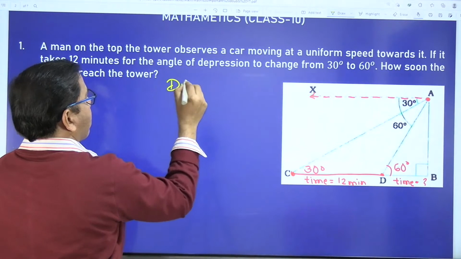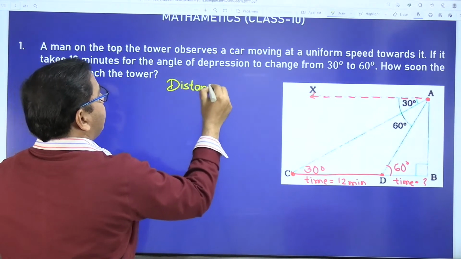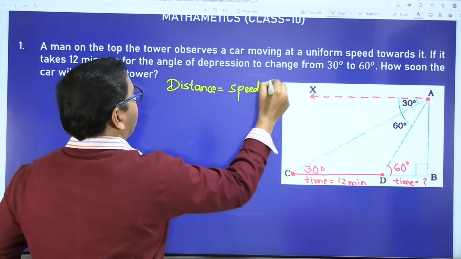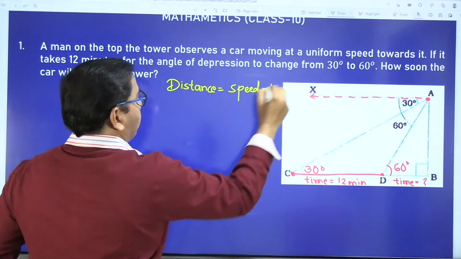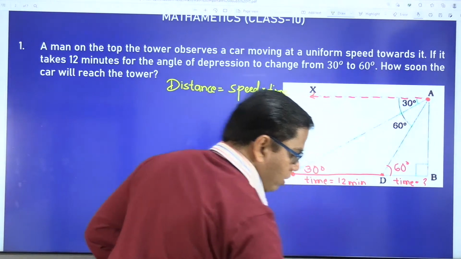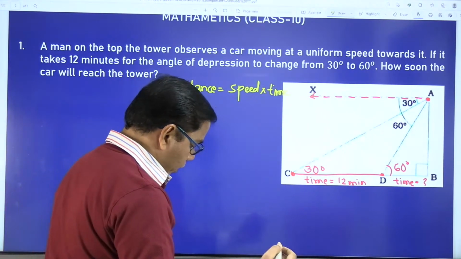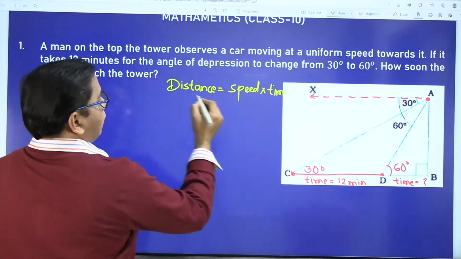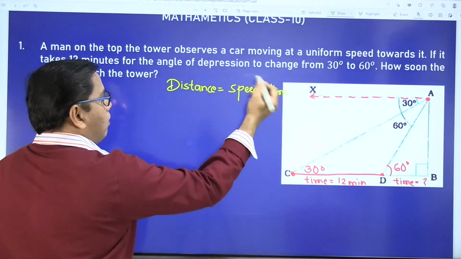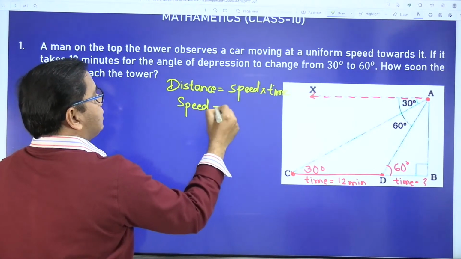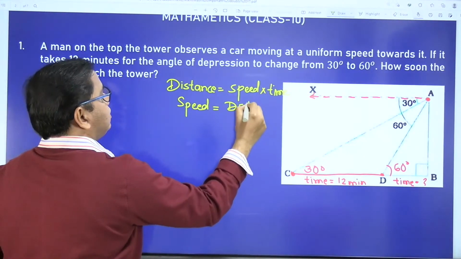Now we all know the formula: distance is equal to speed into time. Yes or no? Please post your comment in the comment box. I am waiting. Distance is equal to speed into time, right? So what will be the formula for speed and time? I can definitely say speed is equal to distance upon time.